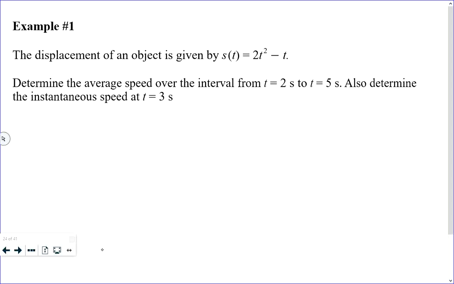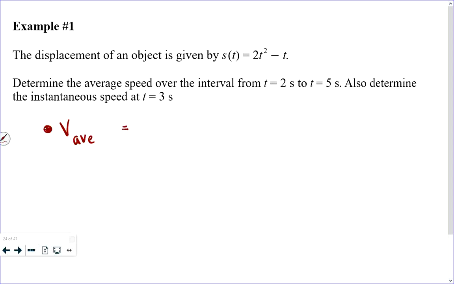The displacement of an object is given by s of t, so I could have said position, equals 2t squared minus t. What is the average rate of change from t equals 2 to t equals 5? And also determine the instantaneous rate of change at 3. So let's first of all start talking about the average speed. We do use v for speed. We don't make a big deal about vector symbols when we get to velocity, but we'll worry about that later.